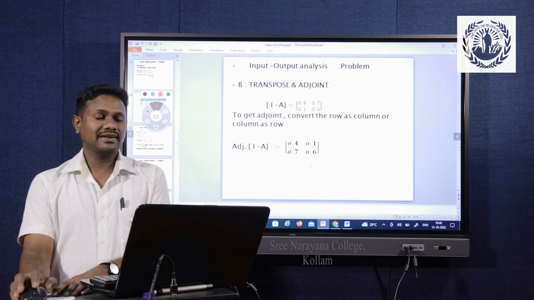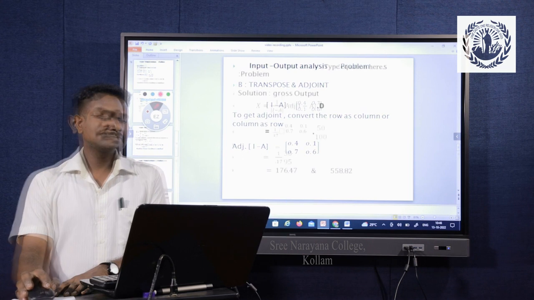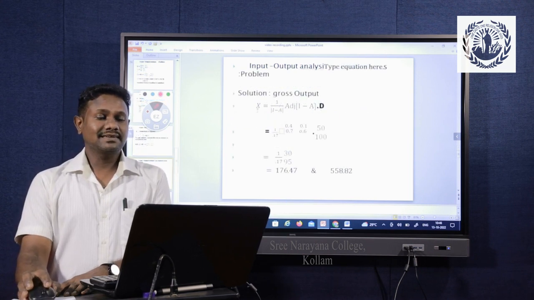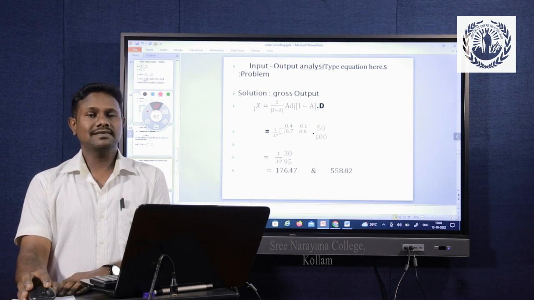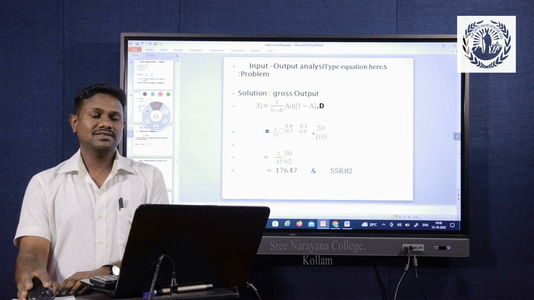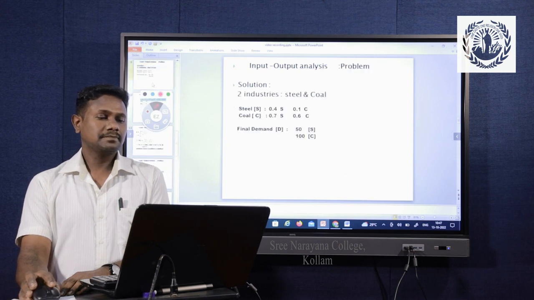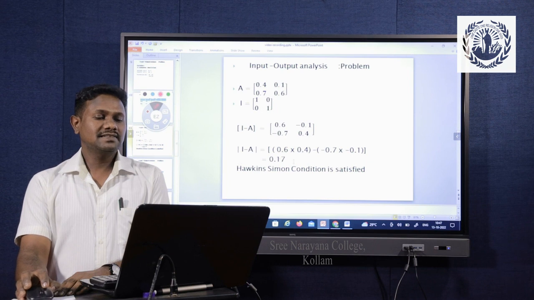We can move to the final stage, that is the solution. X denotes the gross output. If we have two industries, there are two outputs, X1 and X2, and commonly it is denoted as X. This is the equation: 1 by determinant of Leontief matrix into adjoint of Leontief matrix into final demand. We already found the value of the determinant of the Leontief matrix. This value is 0.17. This is the determinant of the Leontief matrix.